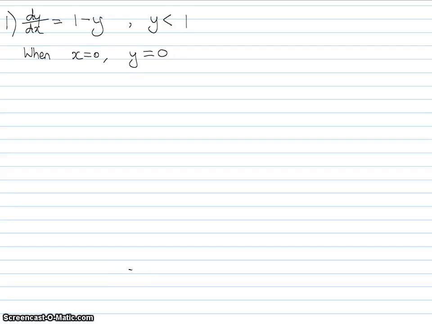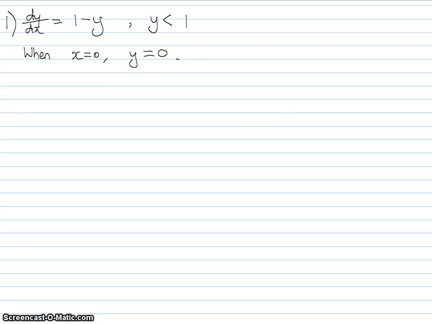Okay, in this video we're going to try and cover the basic mastery questions from tutorial 7A. So we start with question 1. Question 1 gives us this differential equation, dy/dx is equal to 1 take y. We're also told that y is less than 1, and we're given a condition that when x is equal to 0, y is equal to 1.